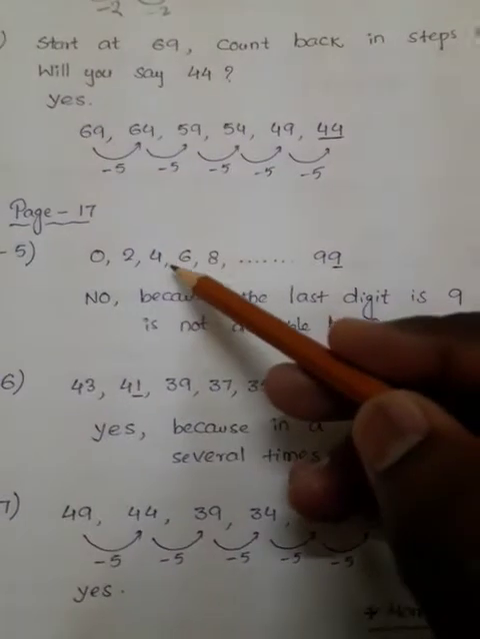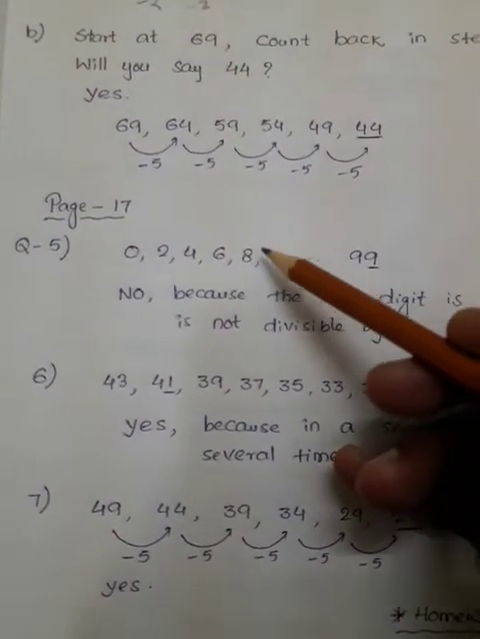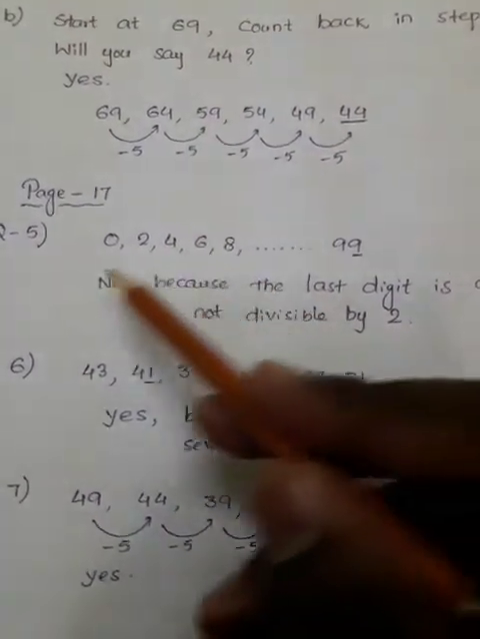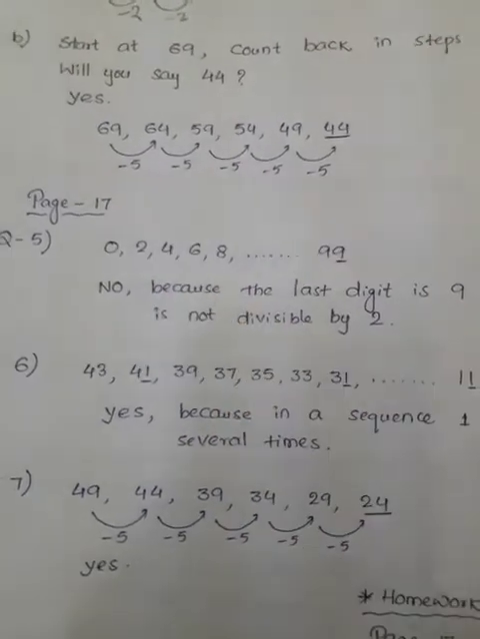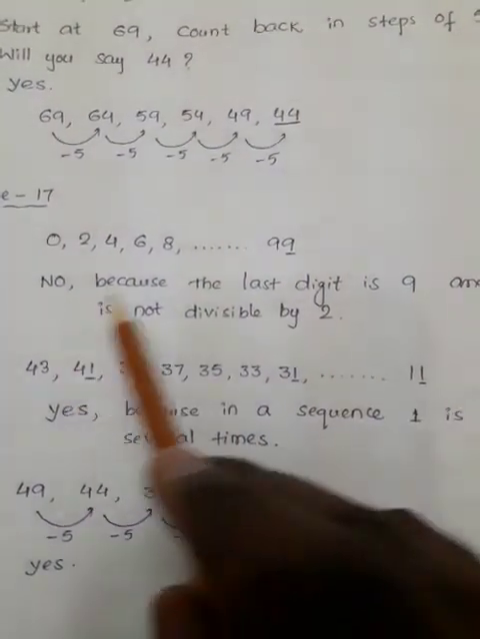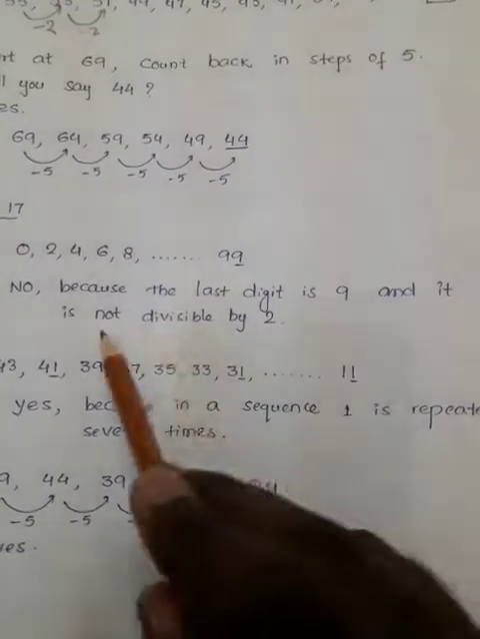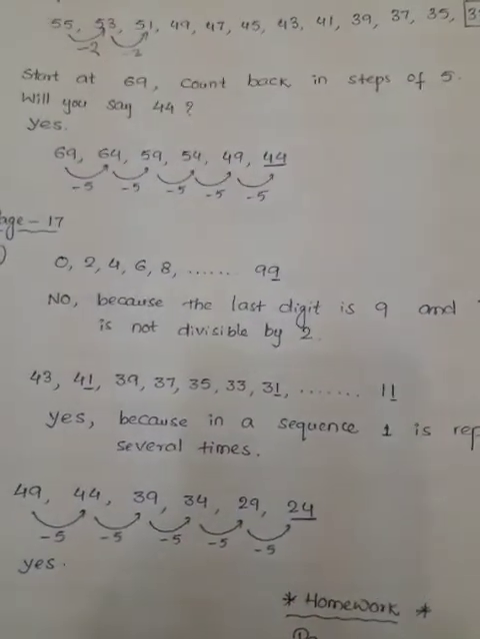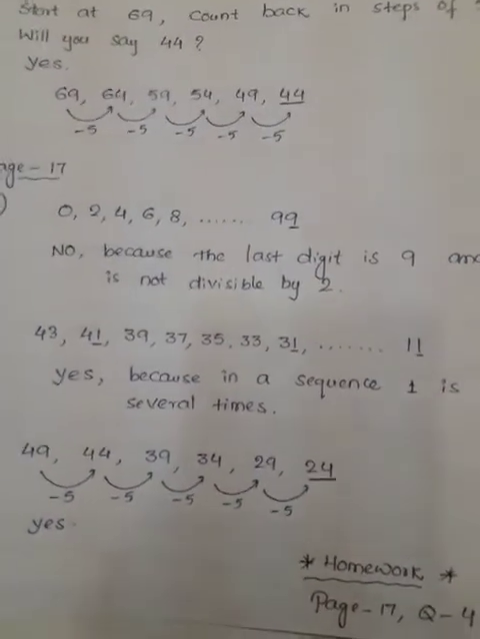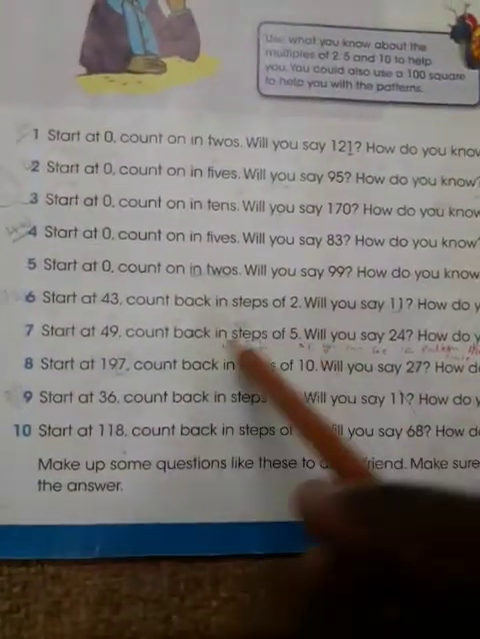So 2, 4, 6, 8, next number is 10. That means there is no 9 in the ones place in this sequence. So no, because the last digit is 9 and it is not divisible by 2. Not divisible by 2 means it is not in the table of 2. That's it. Now coming to question number 6.